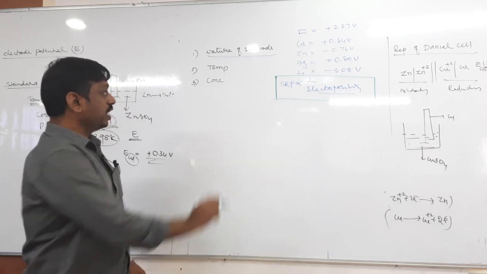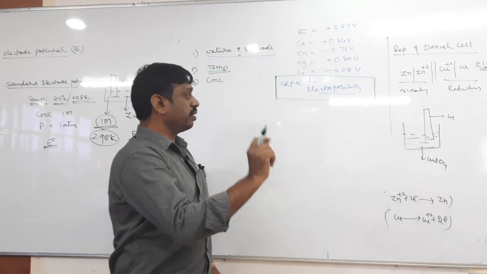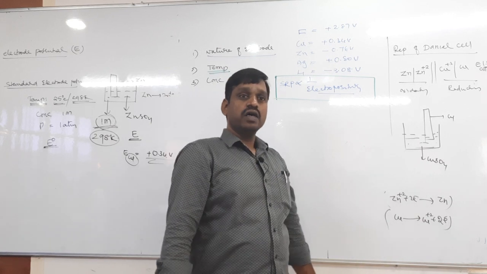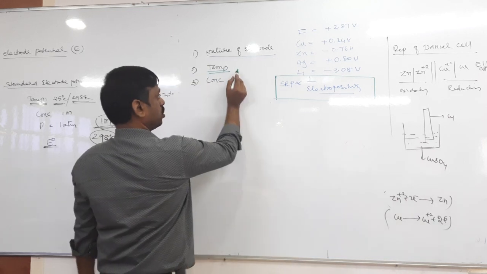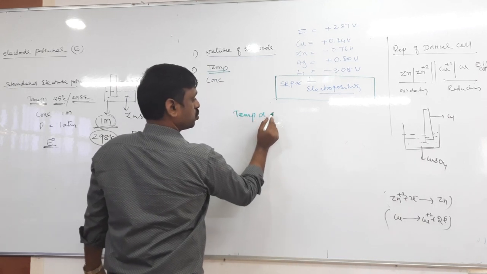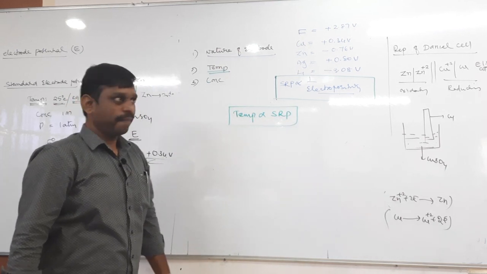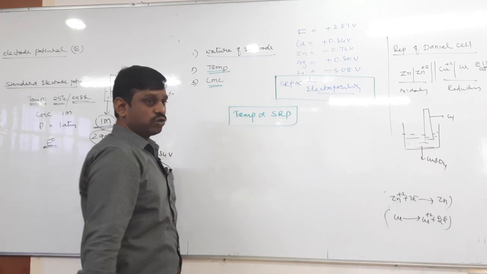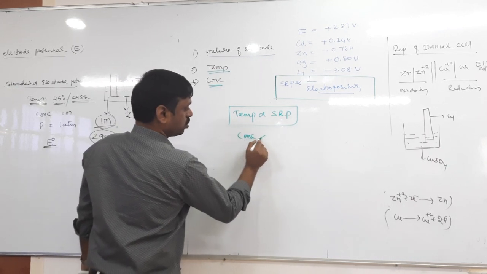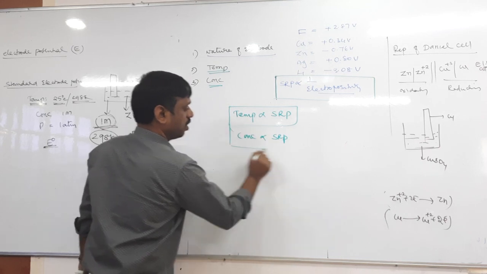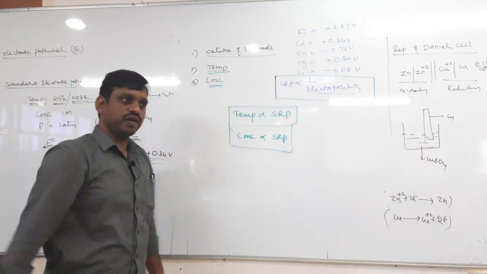Okay, next is temperature. What is the relation between temperature and SRP? The relation between temperature and SRP is studied by the Nernst equation. Okay, we'll study it next class. In general, it is directly proportional. So temperature is directly proportional to SRP. Higher the temperature, more will be the SRP. Next is concentration. About concentration also we will study in the Nernst equation, and that is also generally directly proportional. Therefore concentration is also directly proportional to SRP. As the concentration increases, SRP value increases. These are the factors affecting electrode potential.